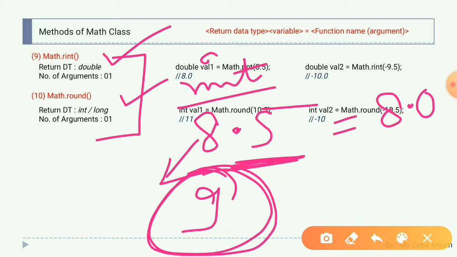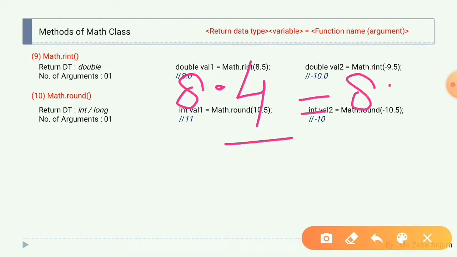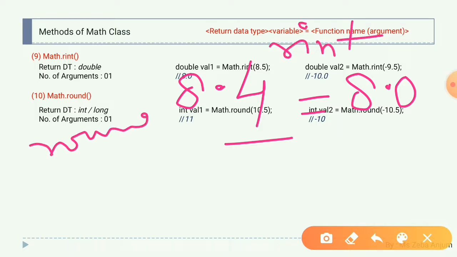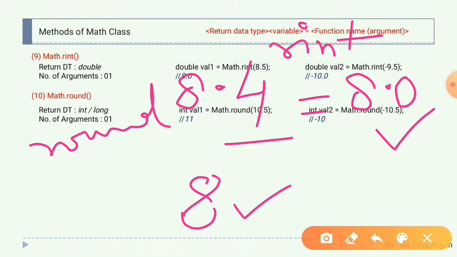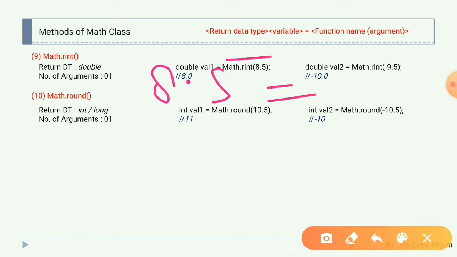Now see, this condition is only applied when you are having this 0.5 here. Getting the point? If you are having this 0.5, then only this condition is applied. Again, let us assume one more example. If you are having 8.4 with you, then this is less than 0.5. So it is again going to give you 8.0 if you apply this rint function, and for your round function also it is going to give you 8, only 8, because it returns an integer or long value, and 8.0 because your rint function returns a double value.